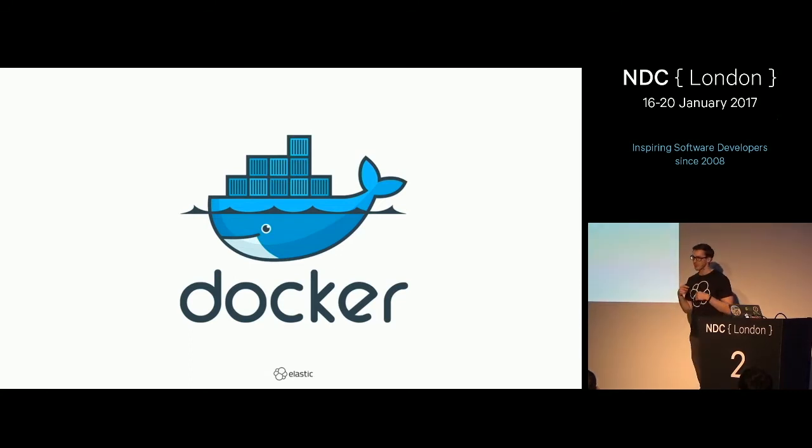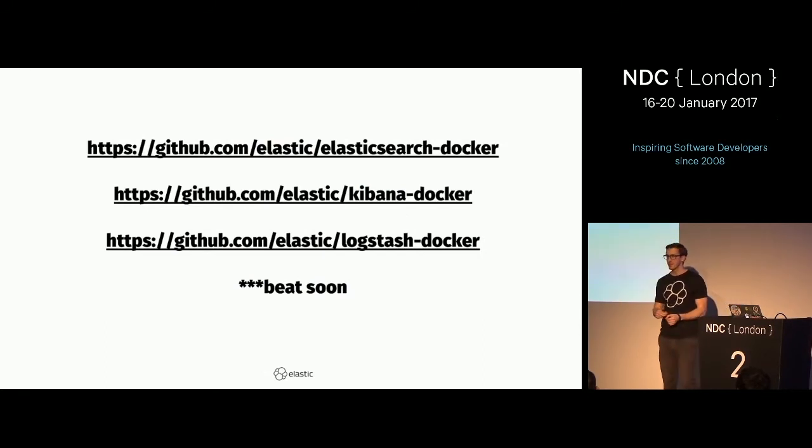So, Docker. What containers do we actually have? Luckily, we started off naming them the right way. So we always had our product name -docker, so we didn't have to rename afterwards. So we have Elasticsearch, Kibana, and Logstash. The beats will come soon. They're not yet available, but to run it as a sidecar, that will be available. No firm date yet, but we're working on that, or we're about to start working on that now.